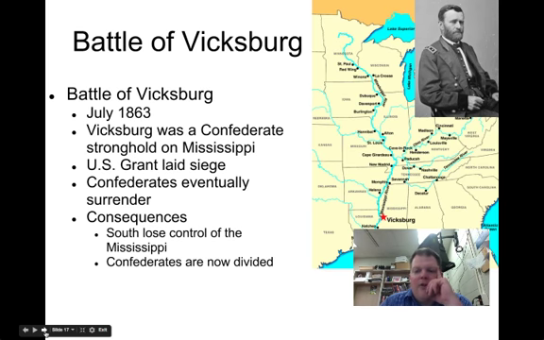Okay, the Battle of Vicksburg is a signature victory for the Union. It basically splits the Confederacy in two by taking control of the Mississippi River. It's a huge blow to the Confederacy. Okay, so the Battle of Vicksburg is usually considered one of the turning points of the war.